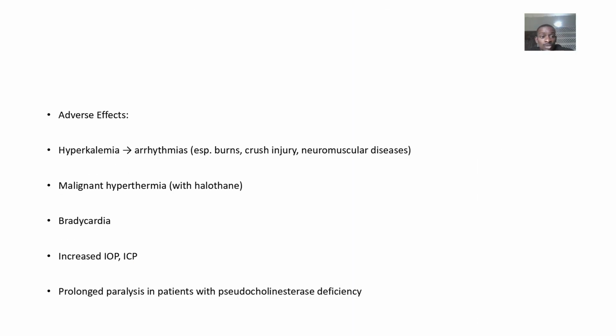to put a nasogastric tube. All right. Adverse effects can cause hyperkalemia, malignant hyperthermia, bradycardia, increased intracranial pressure, increased ocular pressures. We're not saying those adverse effects must be there every time.